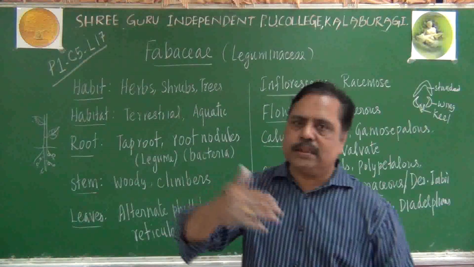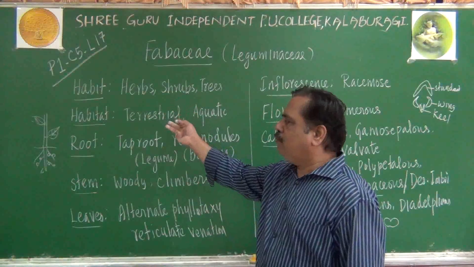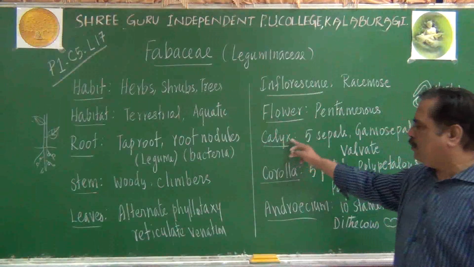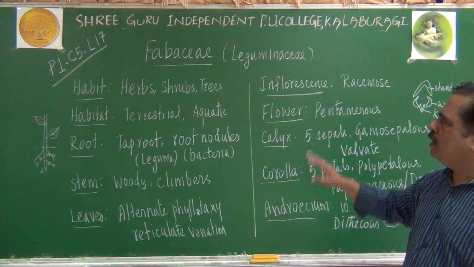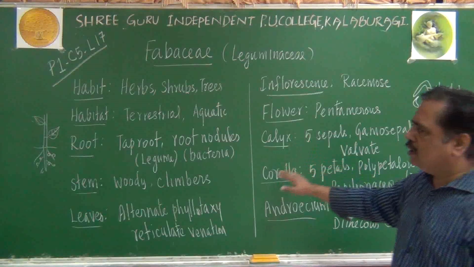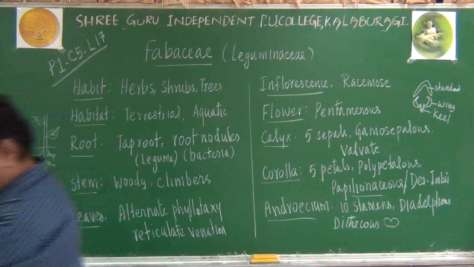See how we are describing a family in this case: its habitat, root, stem, leaves, inflorescence, flower, then calyx, corolla and androecium. We must tell about the gynoecium also. I will tell about it in just 2 seconds. Make a note. We'll start.